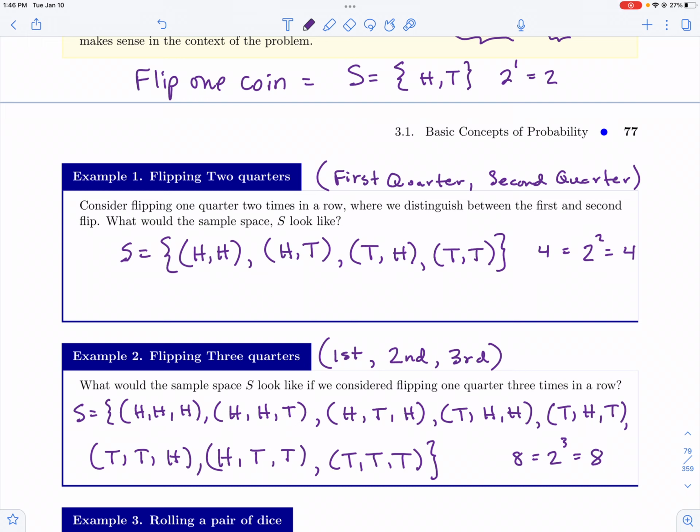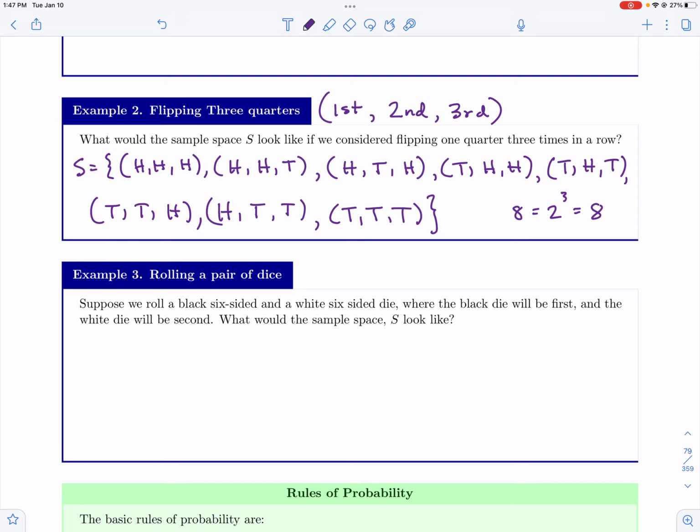But all right, so let's look at the last one here. This one's a nice one, and it's going to get used a lot, so make sure you keep track of this one because it's a nice example. It has a pretty big sample space. So let's suppose we're rolling a black six-sided die and a white six-sided die, where the black die is going to be the first and the white die will be the second. So we've got our two dice. And again, we're going to write these in ordered pair form.